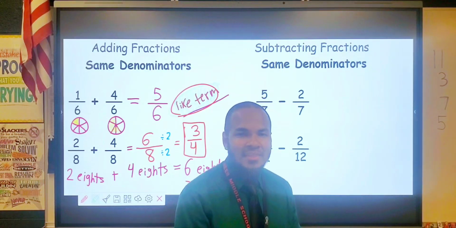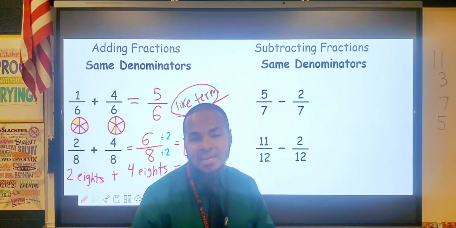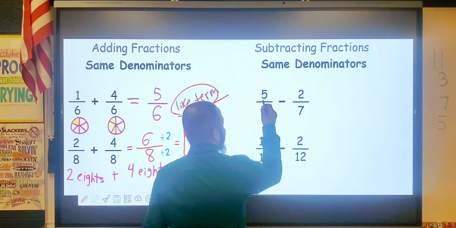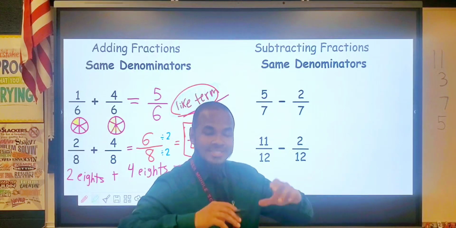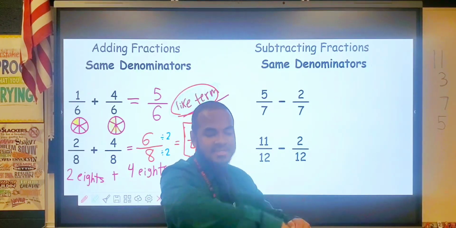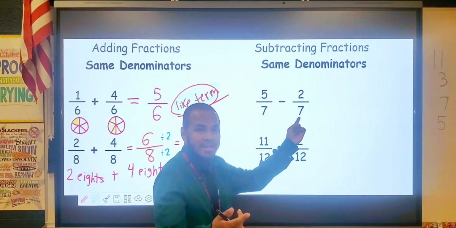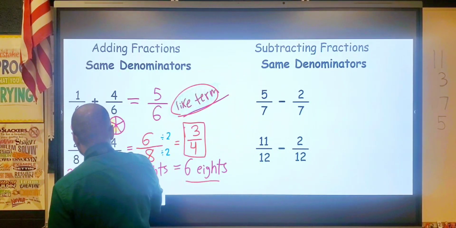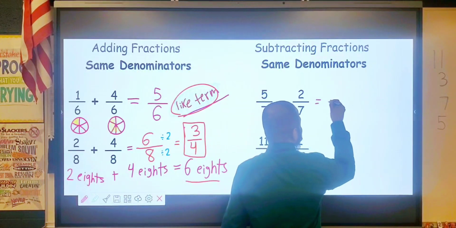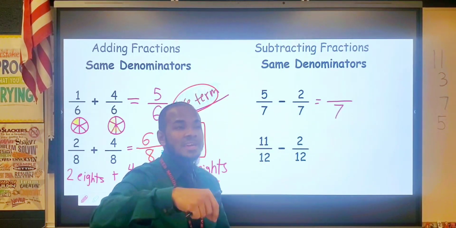the pieces together. So if you look at this one, imagine you had a cake and you had 5 out of 7 slices, meaning there are 7 slices that somebody sliced it into, and you got 5 of them, right? And here, somebody came and ate 2 of those slices. Well, if somebody came and ate 2 of those slices, the denominator being 7 just tells us that they are like terms.